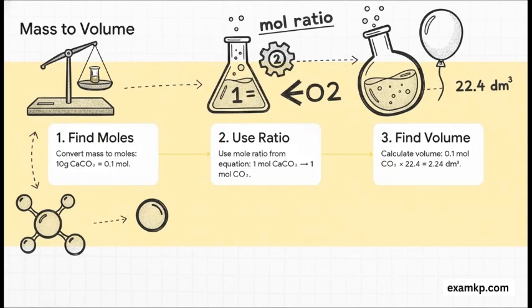Imagine we're breaking down 10 grams of limestone. First step, always, is convert that mass to moles. That gives us 0.1 moles. Second, we look at our recipe, the balanced equation, which tells us 1 mole of limestone gives us 1 mole of CO2. It's a 1-to-1 ratio. So we have 0.1 moles of CO2. Finally, we pull out our magic number. 0.1 moles times 22.4 gives us 2.24 decimeters cubed of gas. See that? Mass to volume in 3 easy steps.